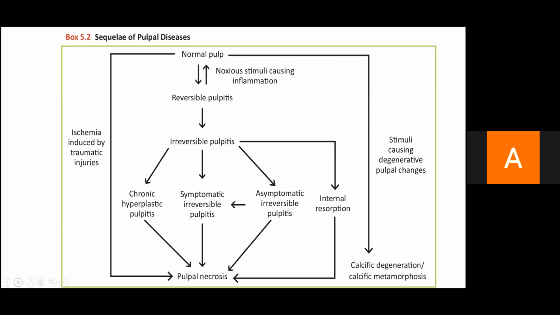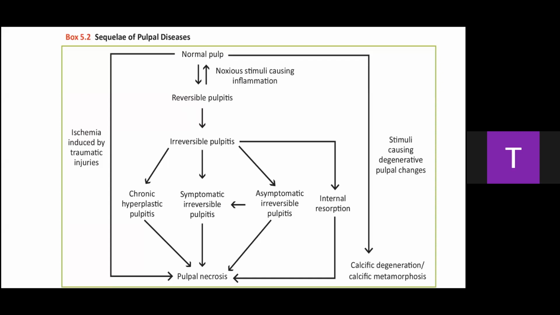Now, how the pulp reacts depends on the immunity of the patient. If you see here, the normal pulp can change to reversible pulpitis and can go back to normal pulp depending on the patient's hygiene, the patient's condition, and the patient's immunity. If the patient is not maintaining oral hygiene and the cavity is progressing, it can lead to permanent damage known as irreversible pulpitis.